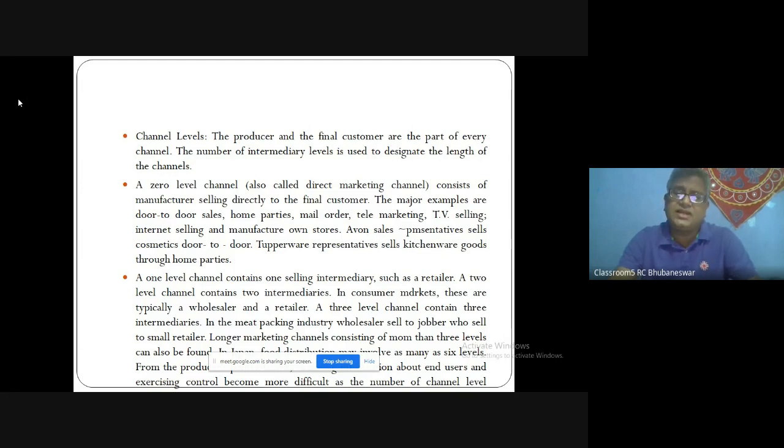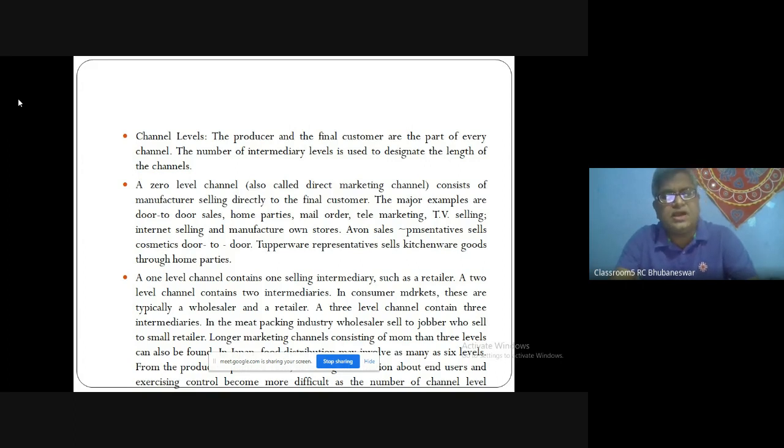This is internet selling, online selling, door to door selling, or you may call it the best advertisement of Tupperware or kitchenware goods. Not only Tupperware, but there are also some jeans or other products that can be sold through teleshopping. This is a zero level channel. If you talk about a one level channel, one intermediary is there. If you talk about a two level channel, two intermediaries are there.